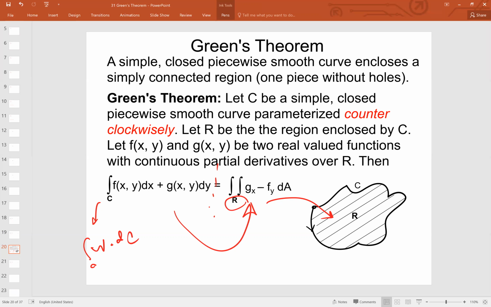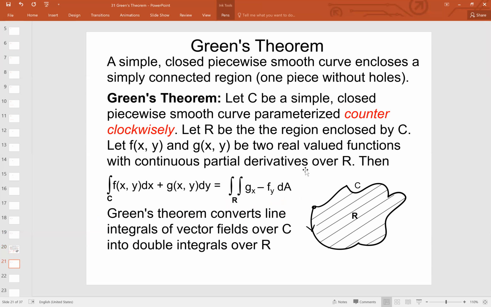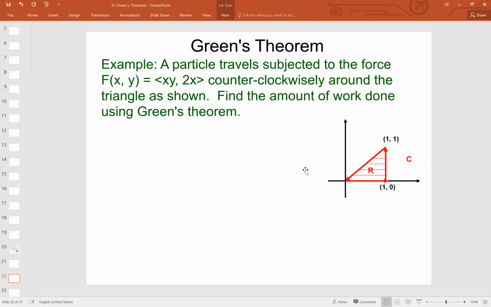That is an unexpected result, because on one side we're doing line integrals with dt's, and somehow it winds up as dA on the right-hand side, where the area differential is dx dy. So this is an unexpected conversion. We convert a line integral of a vector field over a loop C into a double integral over the enclosed area.